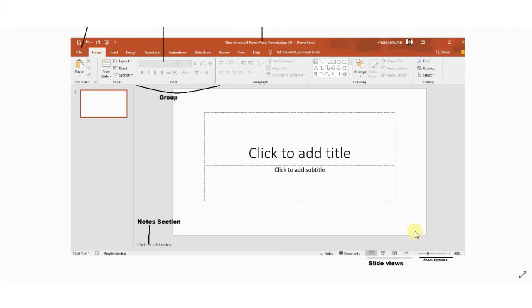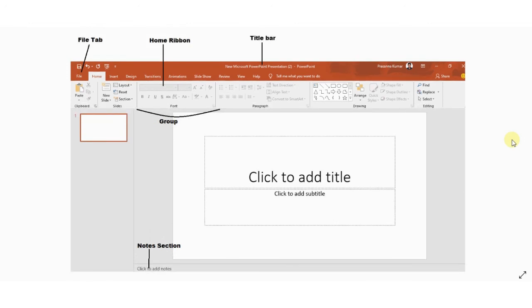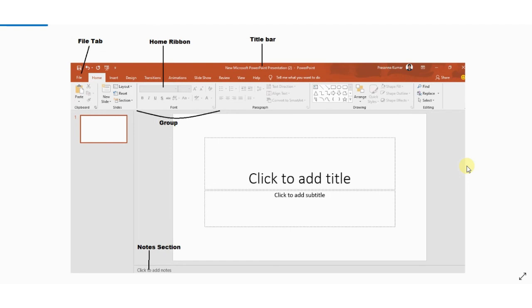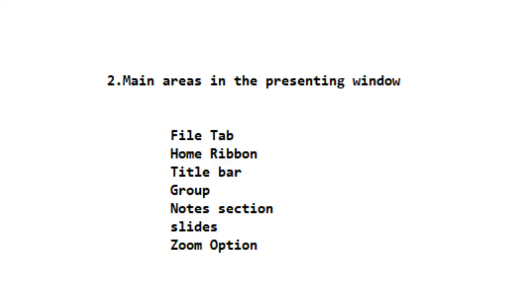So these are the main areas in the presenting window of Microsoft PowerPoint. We have learned about the file tab, home ribbon, title bar, group, notes section, slide views, and zoom option. As I said, these are the main areas in the presenting window of MS PowerPoint.